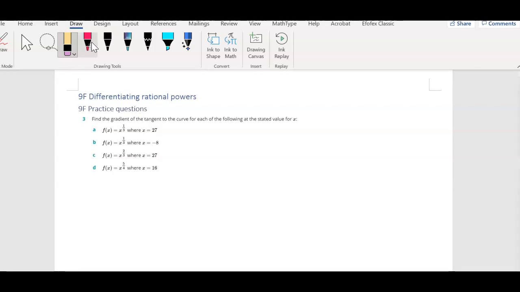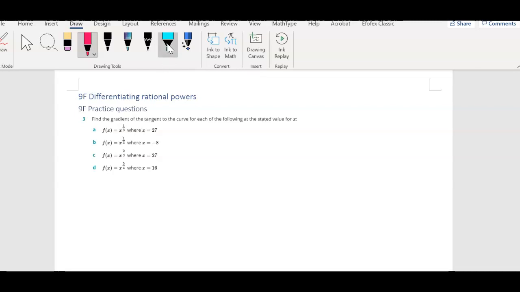Hi everyone, in this video we're going to go through 9F, differentiating rational powers. So question 3, we don't actually have to use the chain rule, but we will for the other questions. So we might just do one from 3A and then get a little bit more practice in with the chain rule. All right, so what we have to do in question 3 is find the gradient of the tangent to the curve for each of the following at the stated value for x.